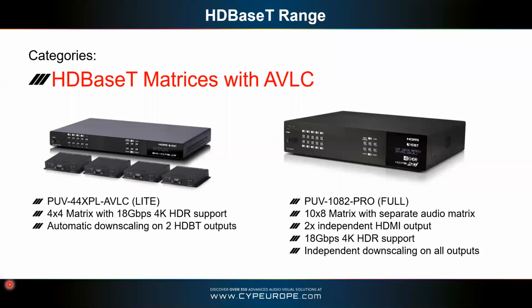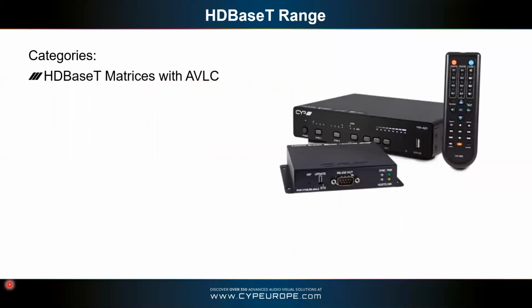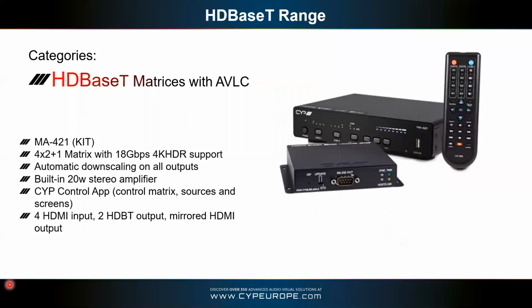This is then the 4x2, which is a 421, which is designed originally for residential, but we're finding it incredibly popular in meeting spaces as well. It's a 4 HDMI input, 2 zone output unit, and it has a built-in stereo 20 watt amplifier. Again, automatic downscaling on the outputs.